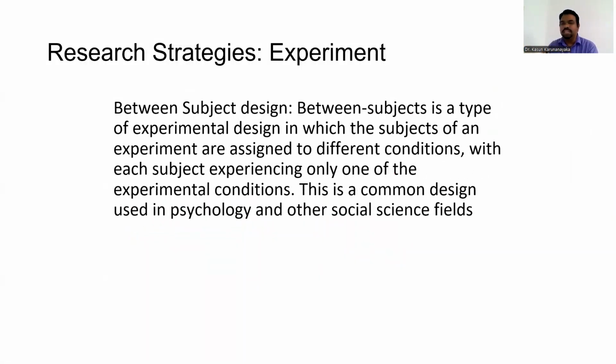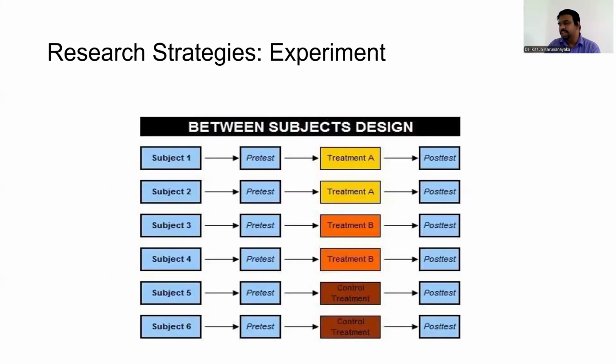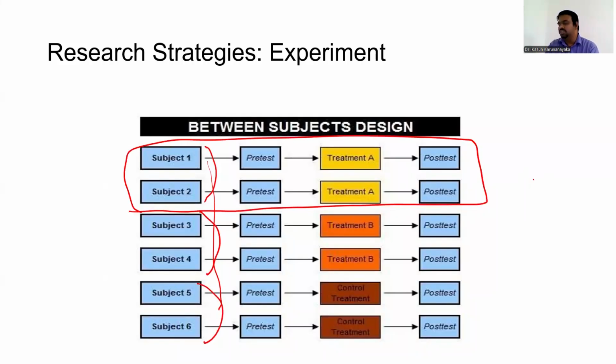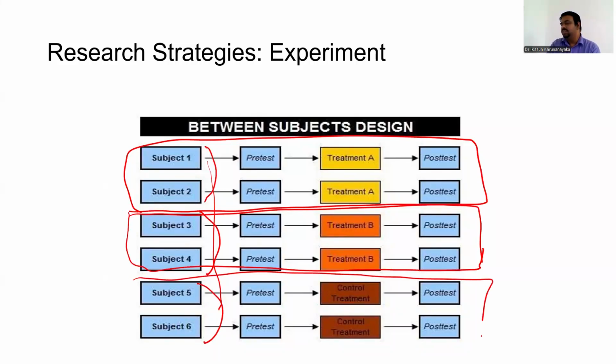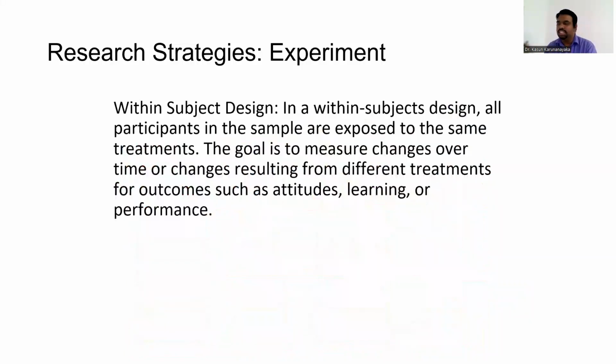And experiments can happen as a between subject design, which means every person who participates in our study, we categorize them into different groups, right? And then, let's say 2 subjects go through treatment 1, 2 subjects go through the test drug B, and then 2 subjects go through the control treatment, right? So this is called a between subject design.